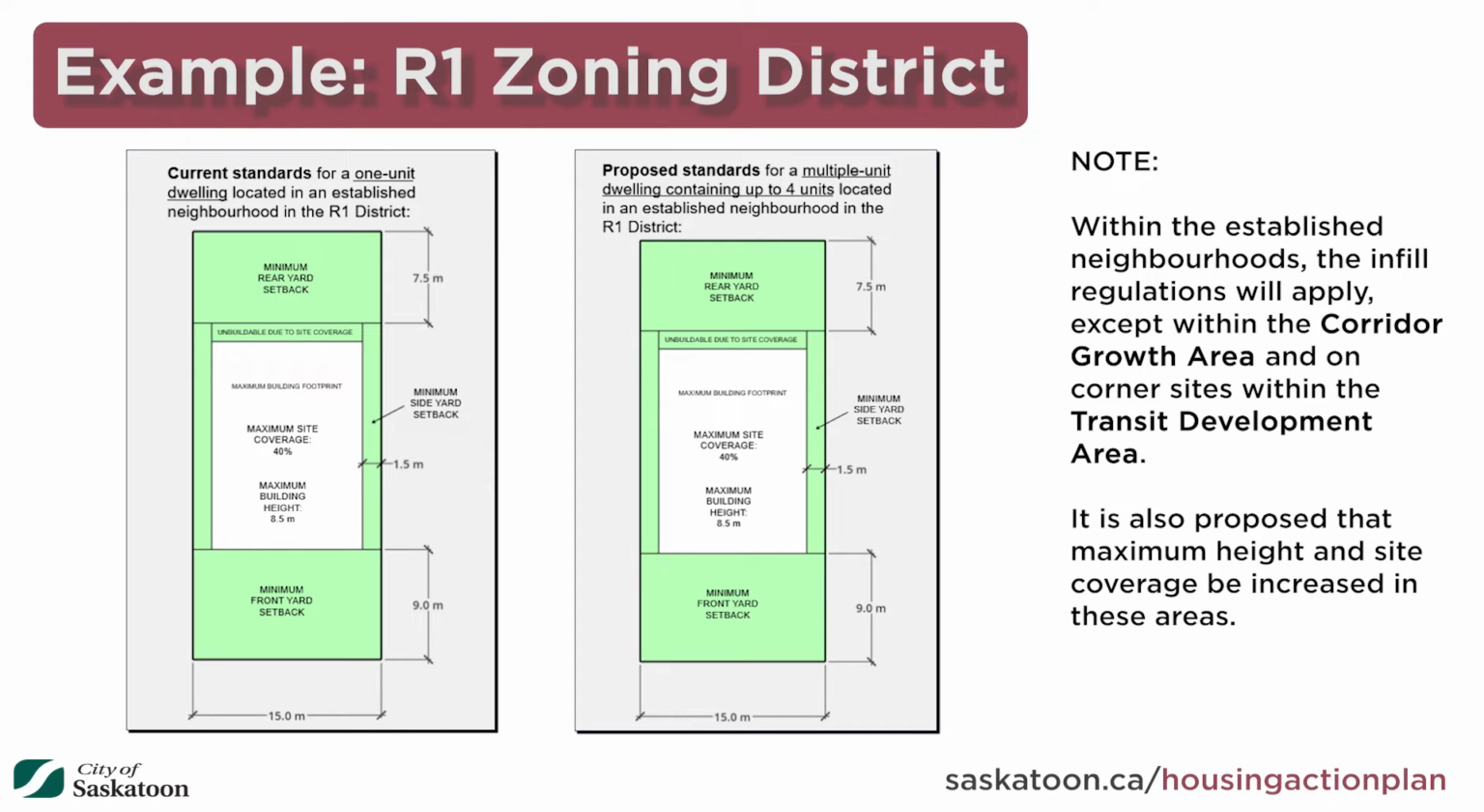Using the R1 zoning district as an example, the development standards, including yard setbacks, site coverage, and maximum building height, that will be required of new multiple unit dwellings containing up to 4 units are equivalent to the standards currently in place for a 1-unit dwelling. This will ensure that the scale and massing of new multiple unit dwellings with up to 4 units will match the scale and massing of their surrounding residential neighborhood.